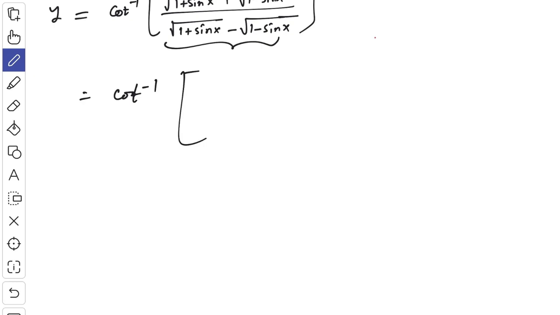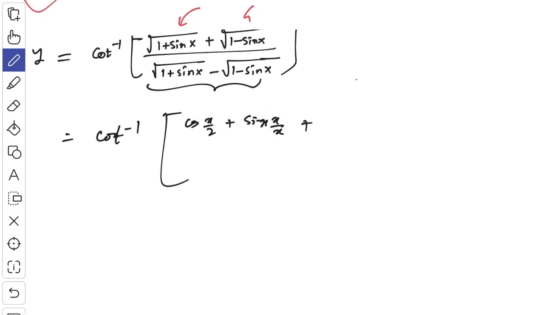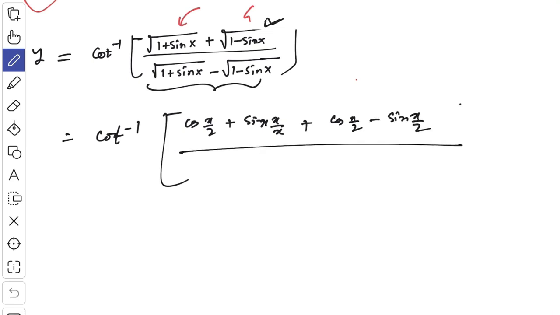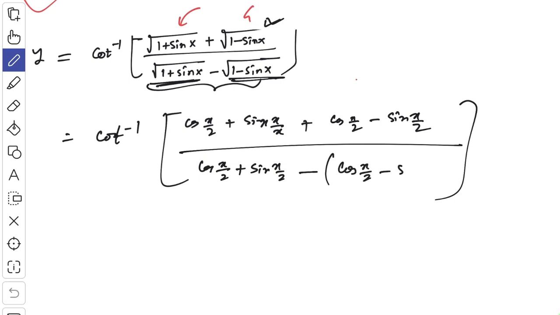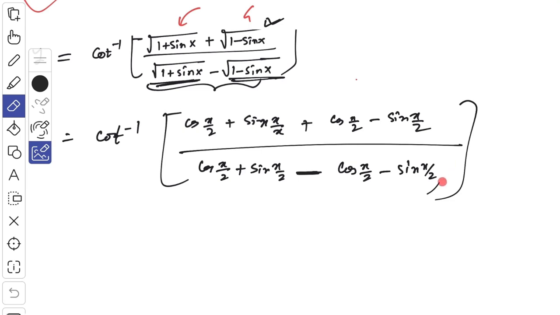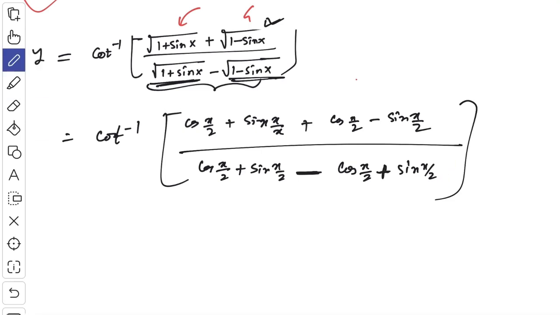cot inverse, so in the numerator, root over 1 plus sine x, we have got cos x by 2 plus sine x by 2, and root over 1 minus sine x, we have got cos x by 2 minus sine x by 2, and here in the denominator, root over 1 plus sine x, we have got cos x by 2 plus sine x by 2, and minus again its value, cos x by 2 minus sine x by 2. If you multiply this minus sign, then you will get positive here. So here these two are gone. Similarly, in this case, these two are gone.